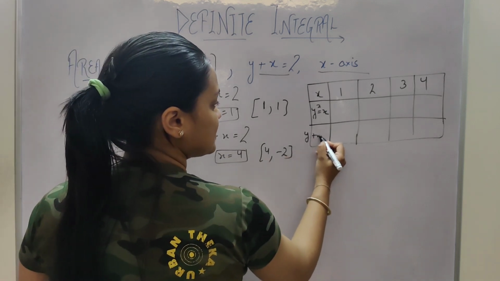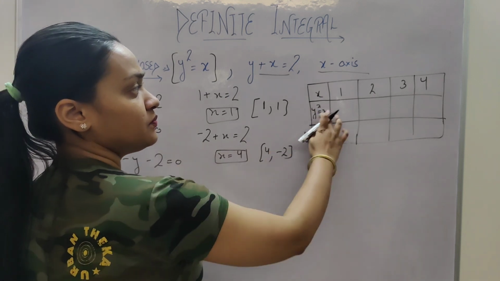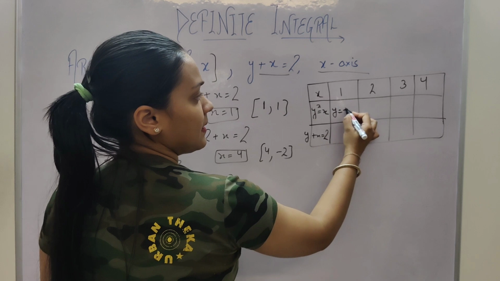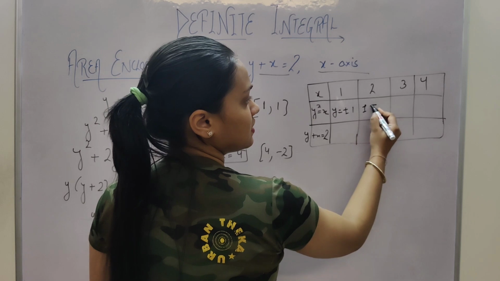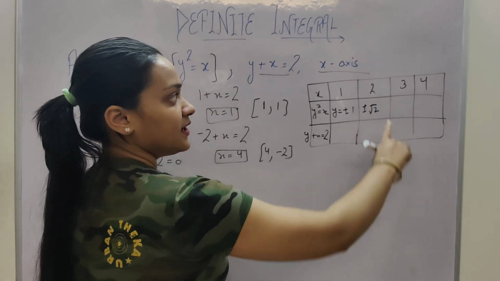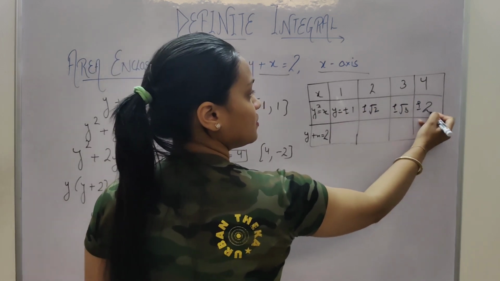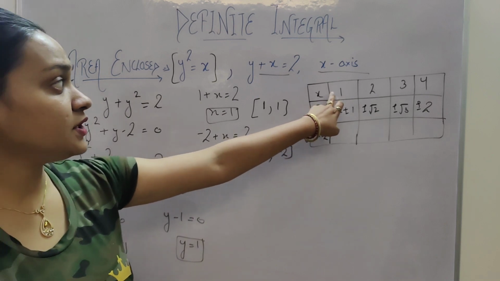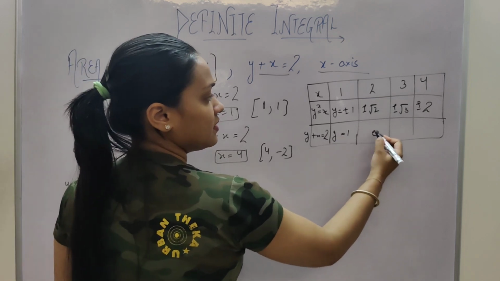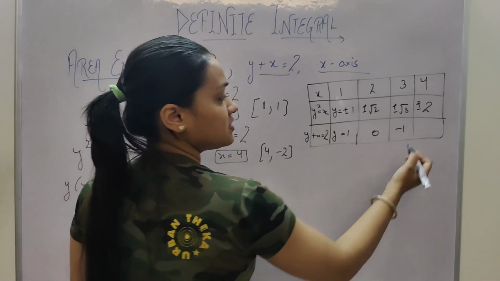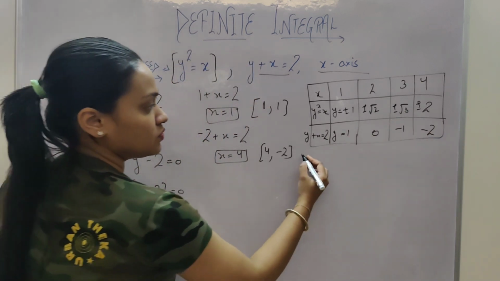Y plus x is equal to 2. Clearly, y square is equal to x. If we put x is equal to 1, y comes plus minus 1. If we put x is equal to 2, it comes plus minus root 2. If we put 3, we get plus minus root 3. If we put 4, we get plus minus 2. Now for the line, if we put x is equal to 1, y is equal to 1. If we put 2, it comes 0. If we put 3, it comes minus 1. If we put 4, it comes minus 2. Clear?